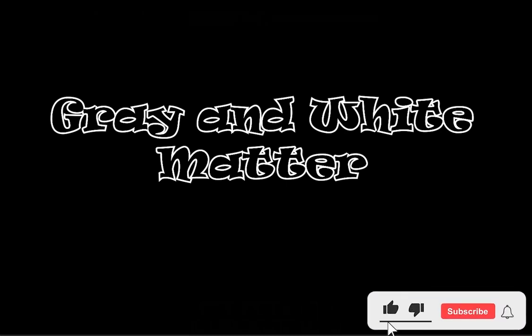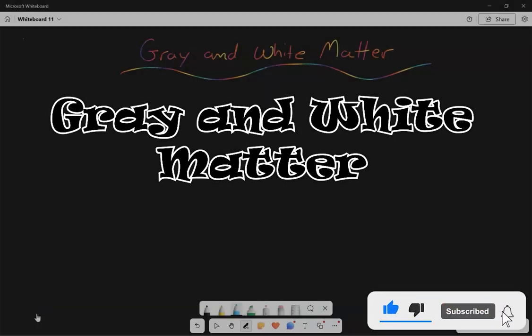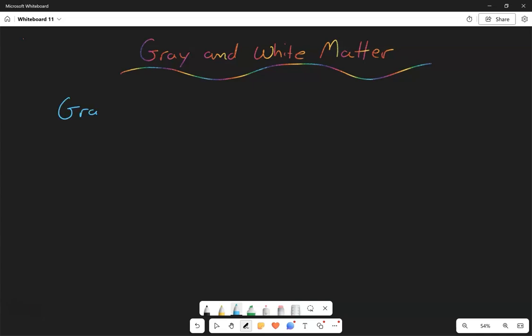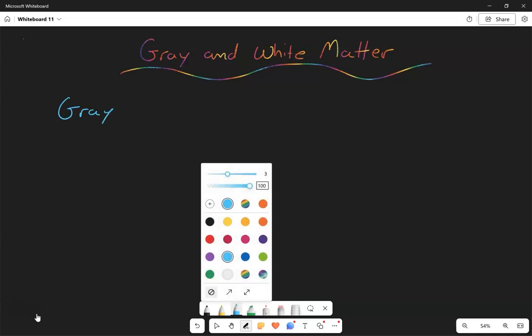The central nervous system and peripheral nervous system can be broken up into gray and white matter. Gray matter is going to be the collection of cell bodies and non-myelinated axons, whereas white matter is going to be the myelinated axons, because the myelin, that lipid-based substance, makes it sort of white in appearance. So we have basically our gray matter and we have our white matter.